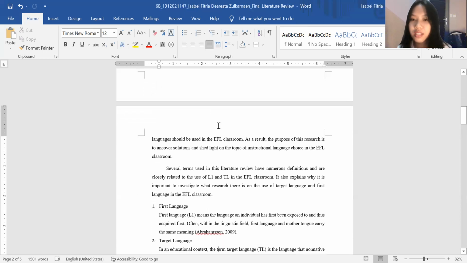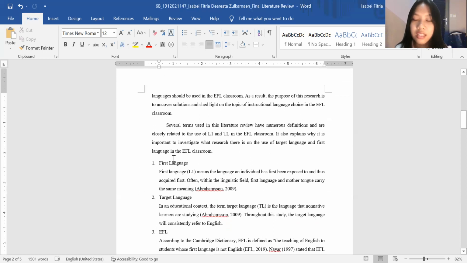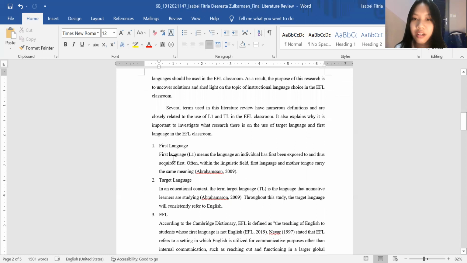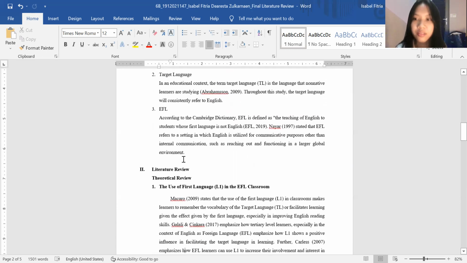So the purpose of this research is to uncover solutions and shed light on the topic of instructional language choice in the EFL classroom, and it is the use of L1. So I also put several terms used in this literature review. Actually, I don't really think this is necessary, but I hope it is. And there are first language, target language, and also EFL.